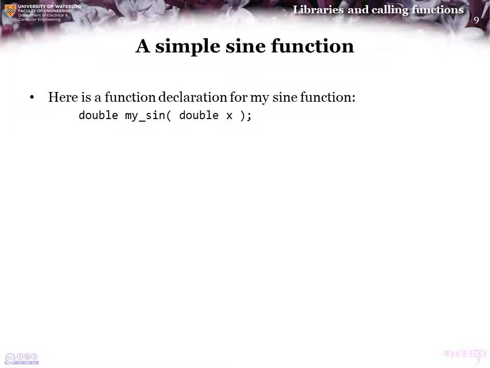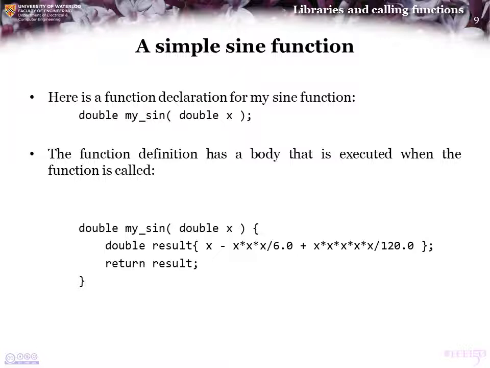Now here's an example of a function declaration for my sine function. Like the sine function, it takes a double and it returns a double. The function definition has a body that is executed when the function is called. So let's look at the different components of the function definition. First of all, we have the function identifier or function name. Here we see the parameter x and its type, or the parameter type. The parameter, any argument to this function, must be of type double. Here we see the return type, so this function must return a real number or a double, a floating point number.